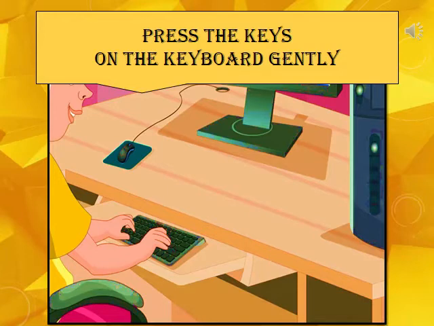So always press the keys on the keyboard very gently and don't pull the keyboard and mouse away from the computer, because there are wires that are connected from the keyboard to your computer. Yes, to the CPU. So it is very important that you do not pull away the keyboard or mouse and work on it very gently.